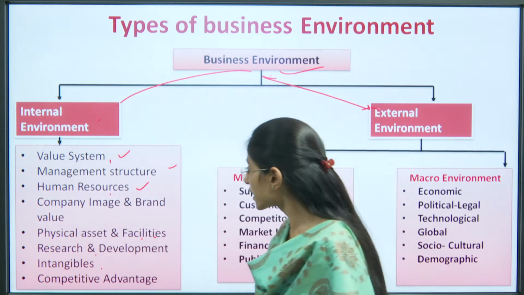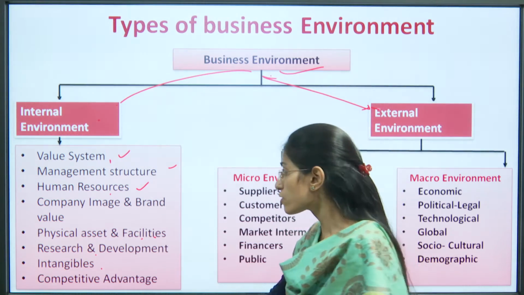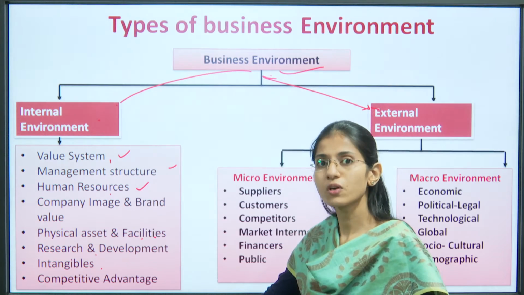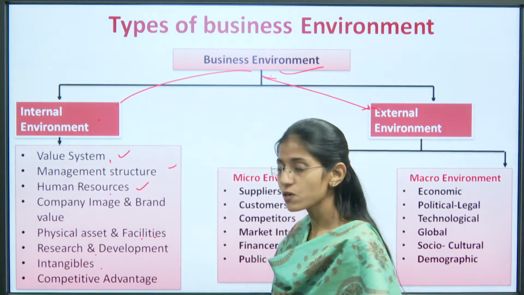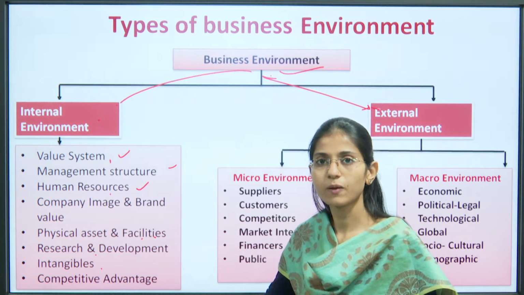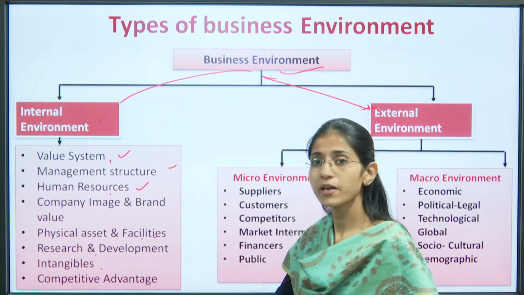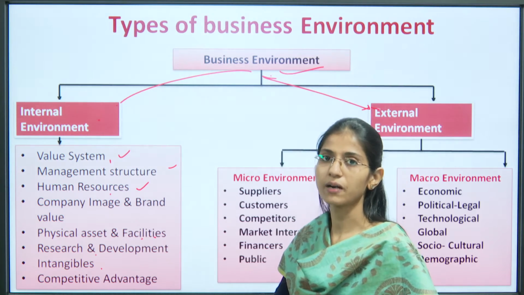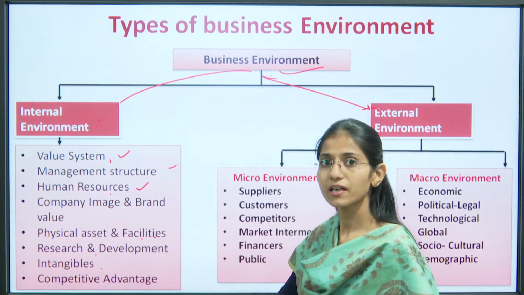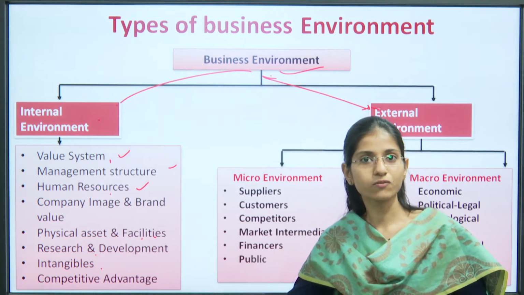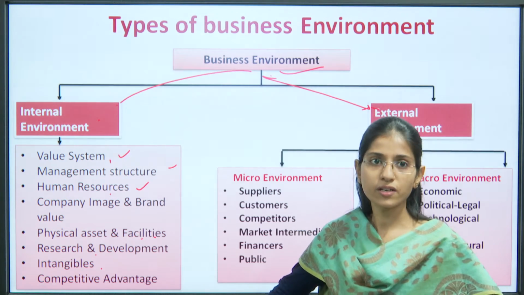Next is company image and brand value. The company image and brand value are also made by the contribution of the organization: how employees work, the level of quality provided by the company, the level of services. This is all what contributes in building the image and brand value of a company. Physical assets and facilities: the physical assets and the facilities of the organization are also allocated by the organization itself.